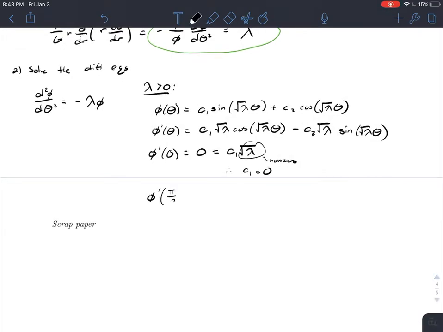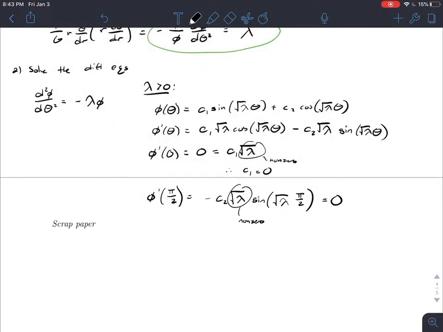Okay, so let's move along. So now we have to take a look at the other boundary condition, which is pi over 2. Evaluating this at pi over 2, because c1 is equal to 0, we can ignore the first term, but then we get negative c2 square root lambda sine square root lambda pi over 2 is all equal to 0. Once again, we know that lambda is non-zero.